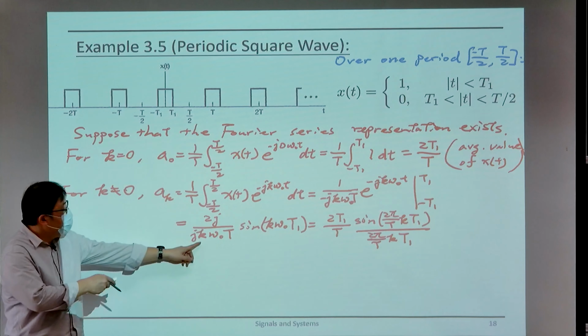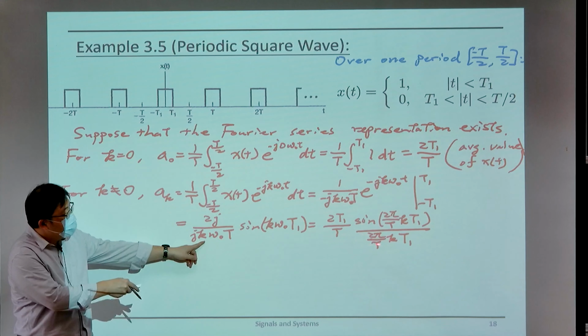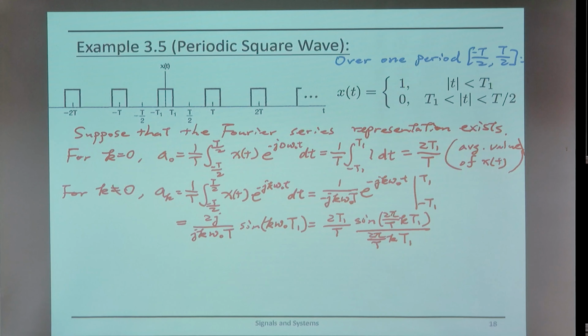Oh, yeah. And then omega naught is again replaced with 2 pi over capital T. All right, so here we're basically replacing these omega naughts with 2 pi over capital T.